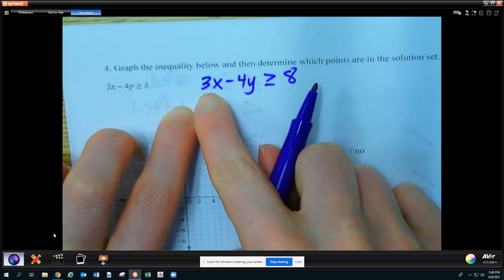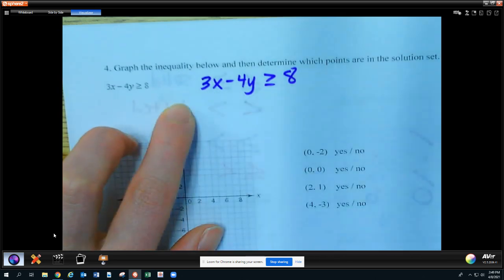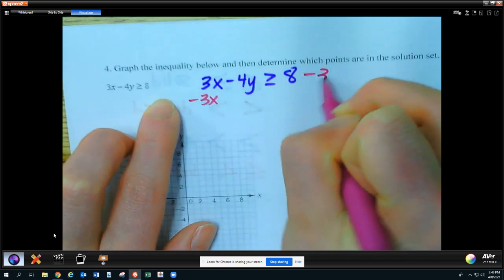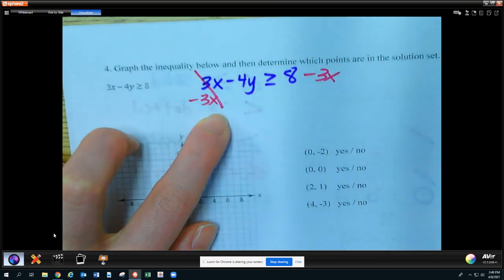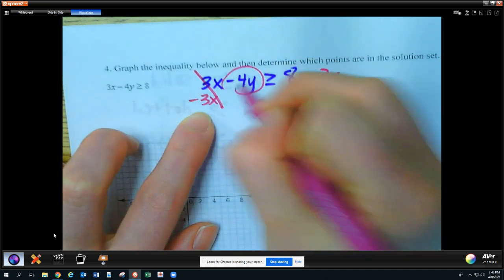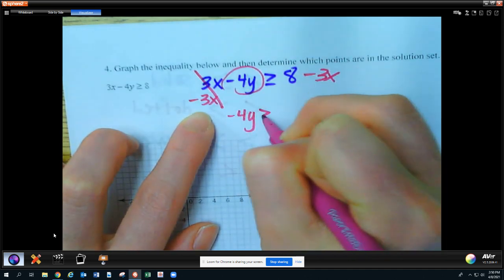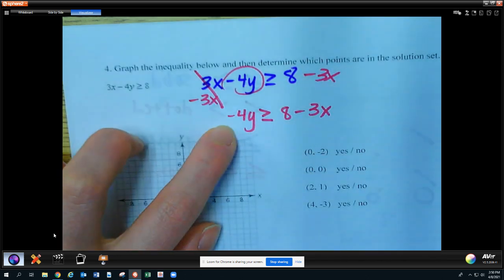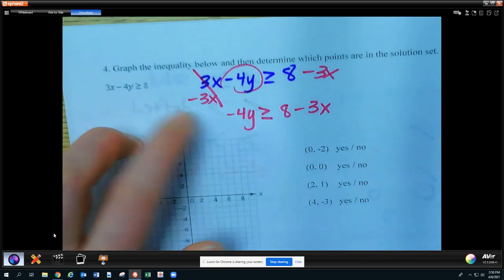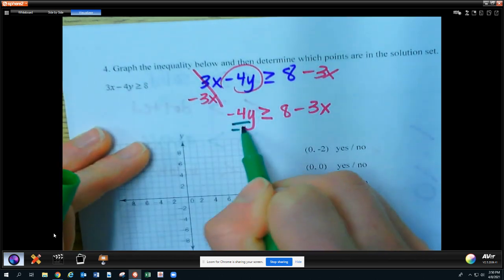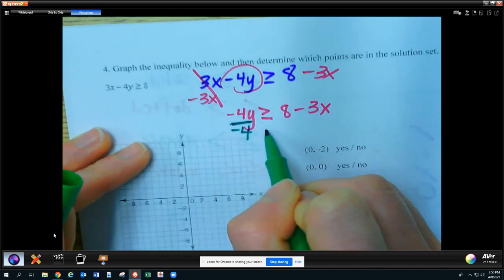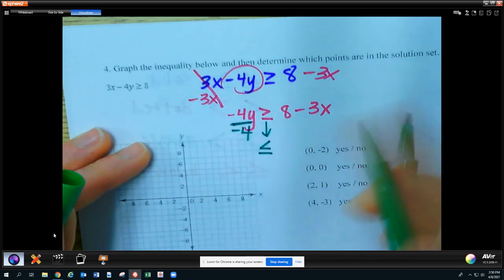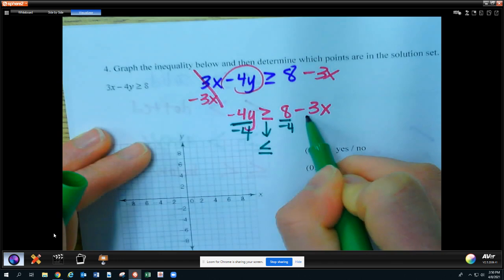And so the first thing you want to do is move the x term to the other side. And so we are going to do the opposite. So minus 3x, minus 3x. It's gone. So my new inequality has this negative 4y. Don't lose your negative. And then we have the 8 minus 3x. The next step is to divide by that negative 4. And as soon as you write that divide by negative, flip, because I am dividing by a negative. You have to divide everything by that negative 4.